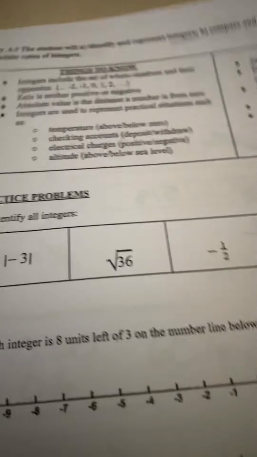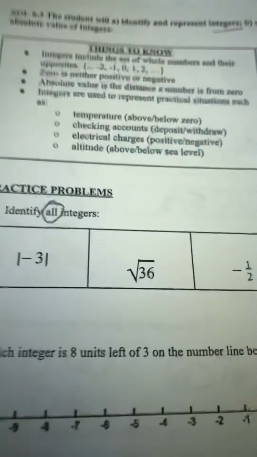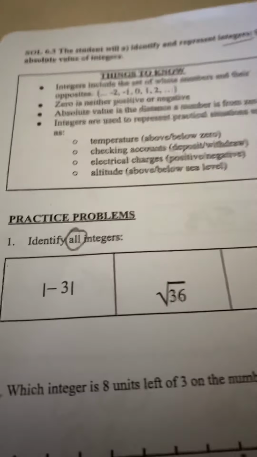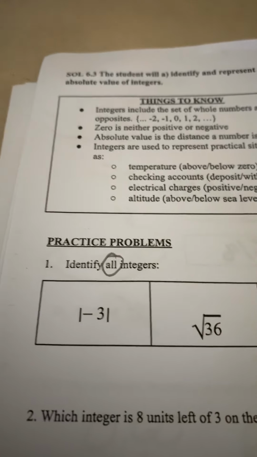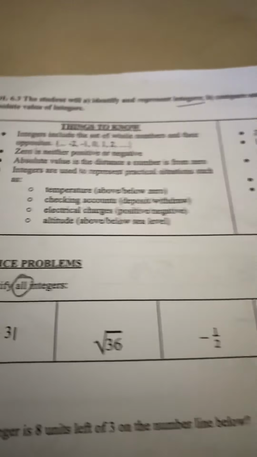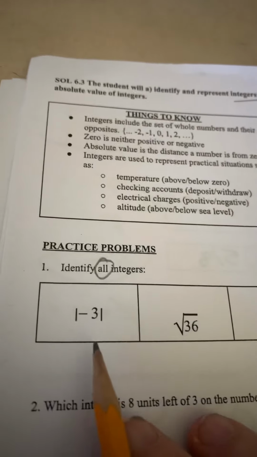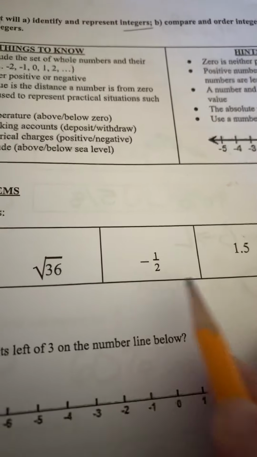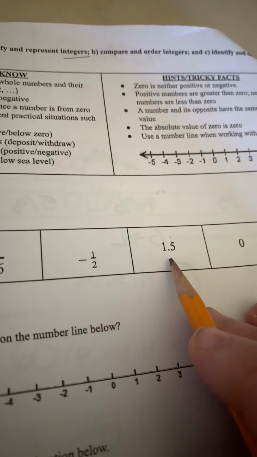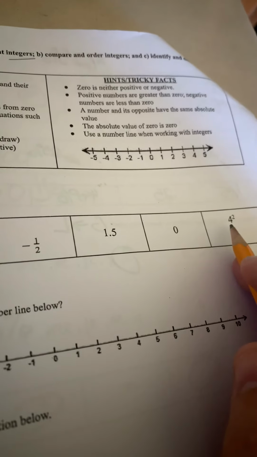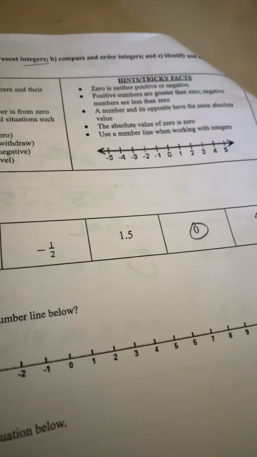So let's look at number 1. Identify all integers. Keyword there is all. So again, an integer is any whole number and its opposites. So if I look here, I have the absolute value of negative 3, the square root of 36, negative 1/2, 1 1/2, 0, and 4 squared. So I already know 0 is.